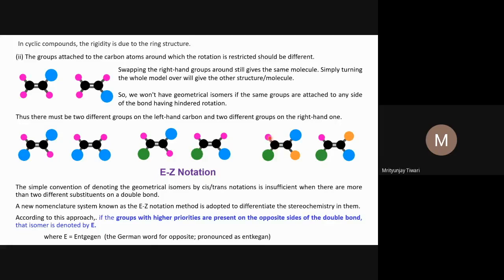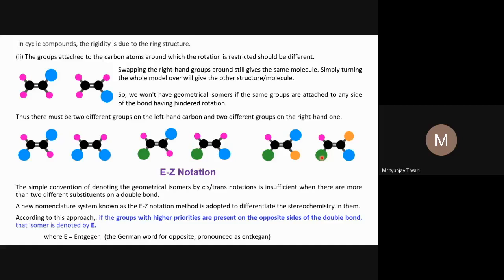So this one is what? Pink, blue, green, orange. This is pink, orange, green, blue. And if I rotate this one with respect to this, suppose I keep this one fixed and rotate this one, so green, orange, and pink, blue. That is the same as this one, and so that is not a different isomer. It will just have the same isomerism.